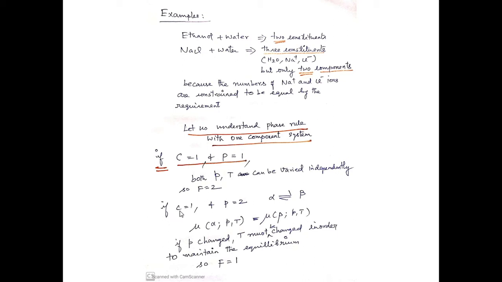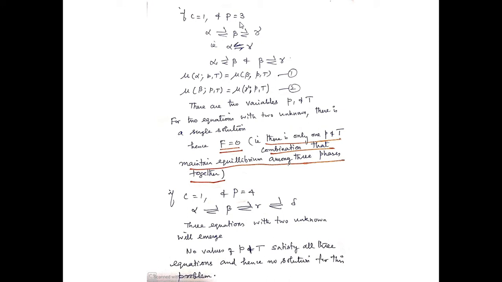Suppose in the same one component system I choose to have two phases in equilibrium, an alpha phase and a beta phase, like ice and water. If they are in equilibrium, the chemical potential of the alpha phase must be equal to the chemical potential of the beta phase. In this case, if I change the pressure, I must change the temperature in order to maintain that equilibrium. Otherwise you will have either ice or liquid water. So the number of degrees of freedom is 1. I can't independently change both pressure and temperature.